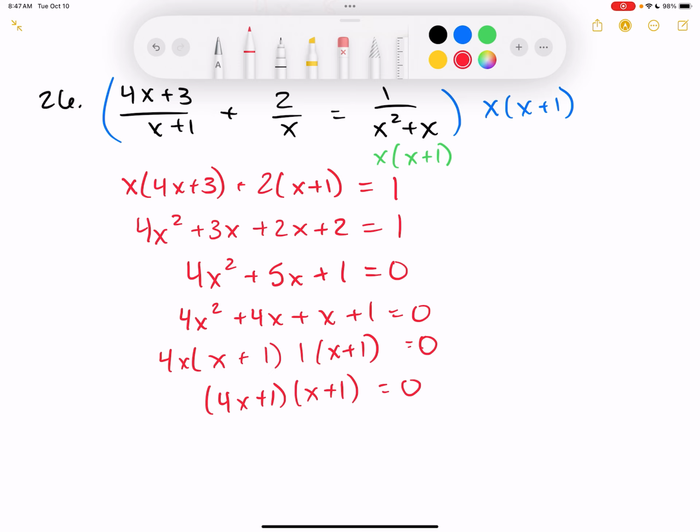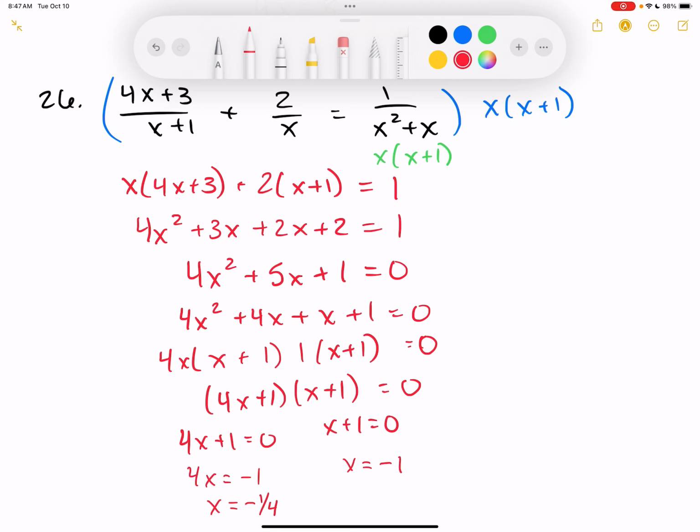So now we set each of these pieces equal to 0 to solve. So 4x plus 1 equals 0 and x plus 1 equals 0. So 4x equals -1, or x equals -1/4. And then over here, x equals -1.